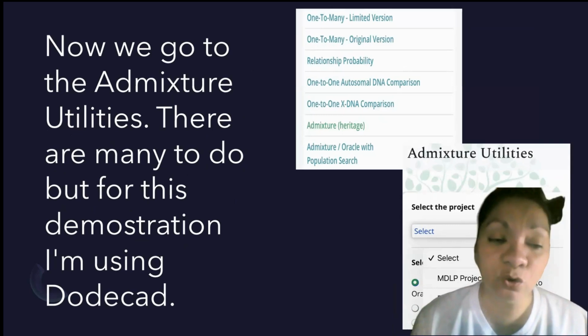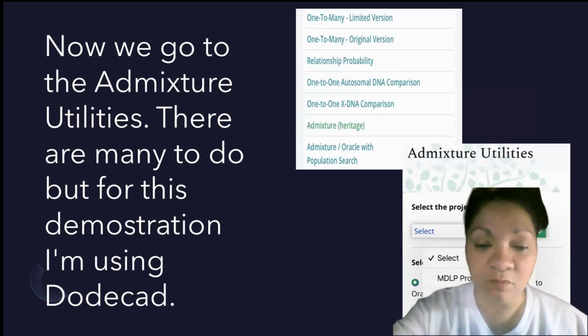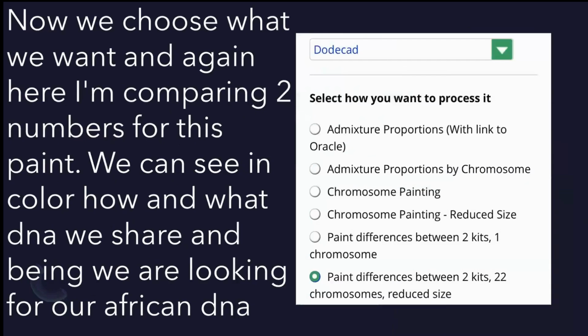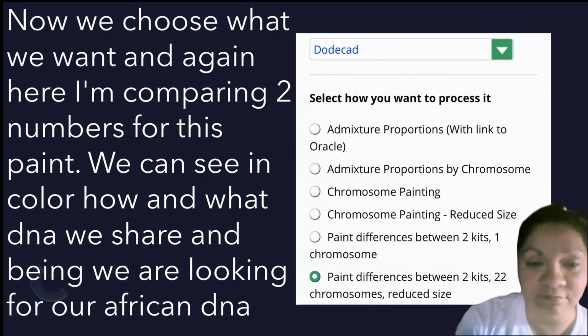Okay, so now we go to the administrator utility. There are many things to do, but I'm using the DecoCAD, right? And in the DecoCAD, you can see the DecoCAD at the bottom. We are comparing against 2 kits, right?